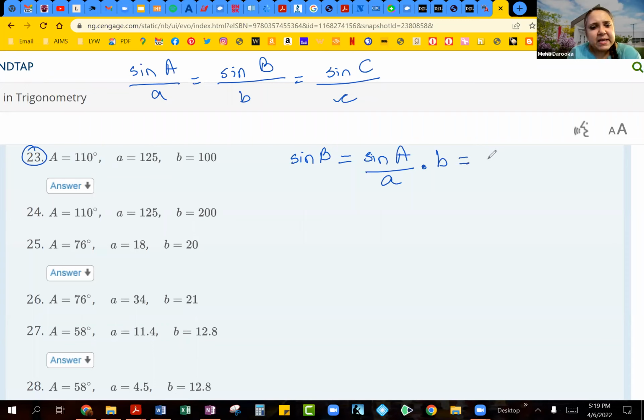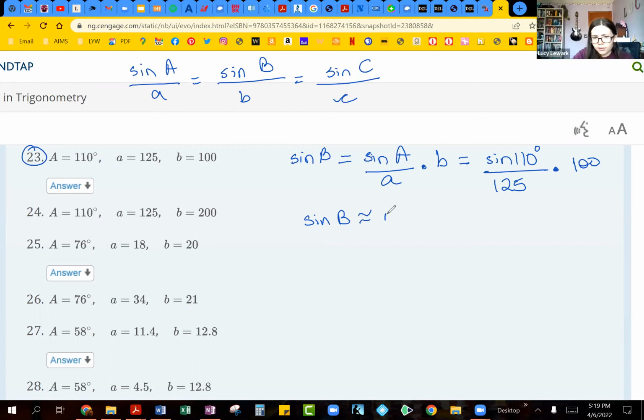So this will give us sine of A would be sine of 110 degrees. Side A is given to us as 125. Side B is given to us as 100. So sine of B will come out to be, what does that end up giving us when you simplify that right-hand side? Is it 0.75? Yeah, it's going to be a fairly smaller number.